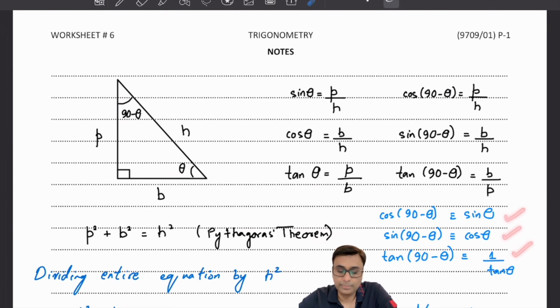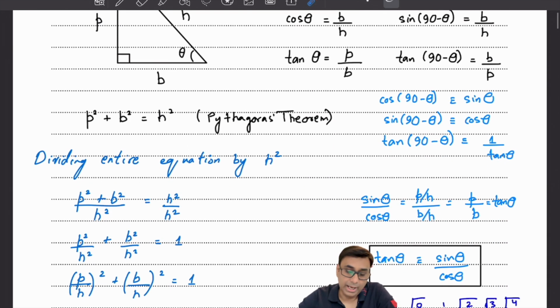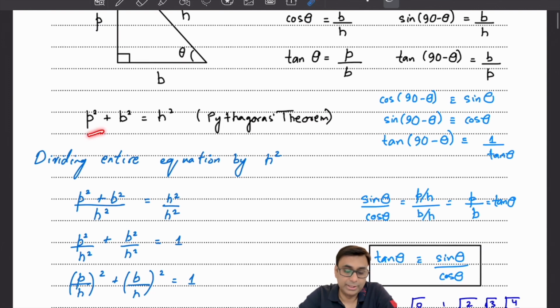Moving on, if I have this Pythagoras theorem, which is perpendicular square plus base square equals hypotenuse square, I can divide the entire equation by hypotenuse square. So this becomes p square over h square, this becomes b square over h square, whereas h square over h square simplifies as 1. Now, if I put the square on both the terms together, this can also be written down as p over h whole square. This can also be written down as b over h whole square.